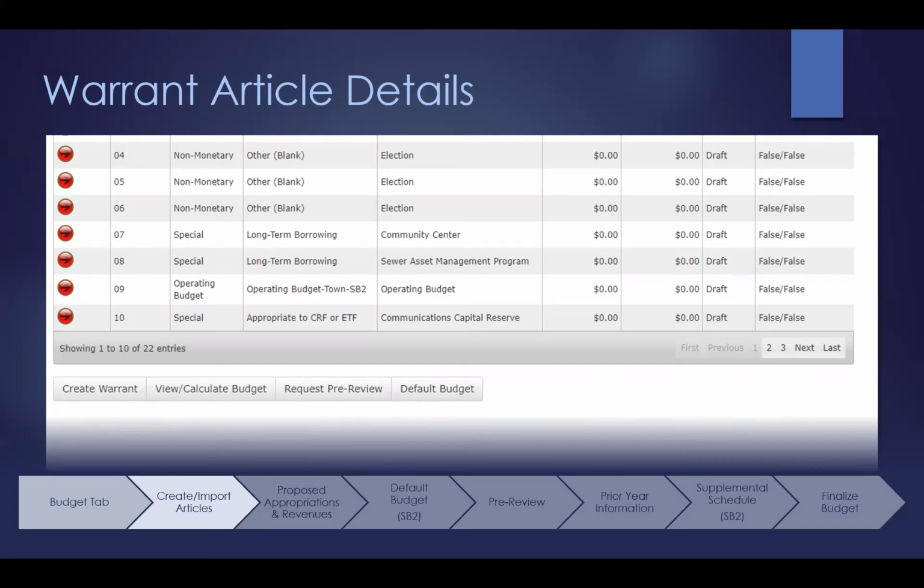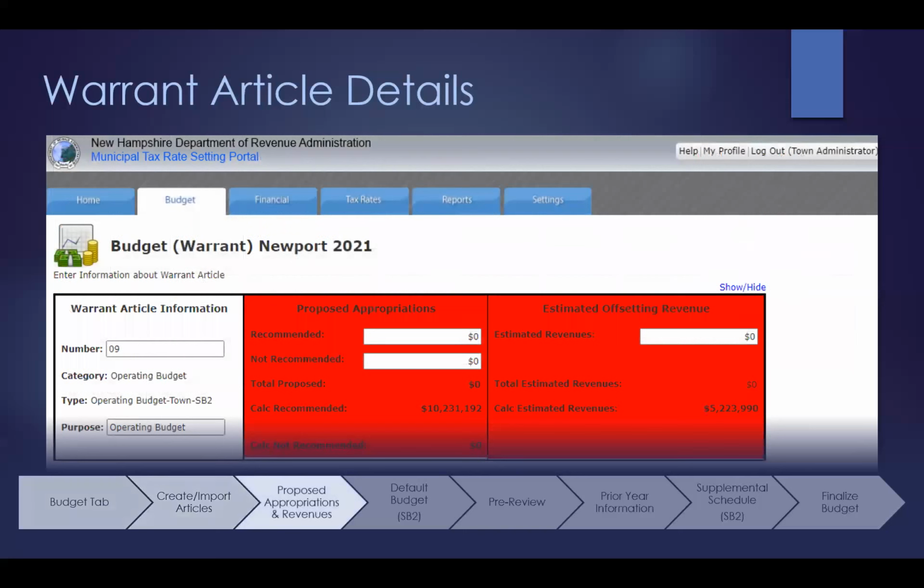So if we wanted to go in and view the warrant article details, we would click the red arrow next to the article we want to edit. In this case, we'll take a look at an operating budget article. So clicking that red arrow brings us to basically all the details. So it's everything we picked when we would have created the article, for instance.